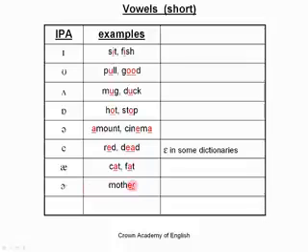And this is an American English sound. This sound is mother. This one is also an American English sound. And this one is, for example, girl. Okay, so those are the short vowels.